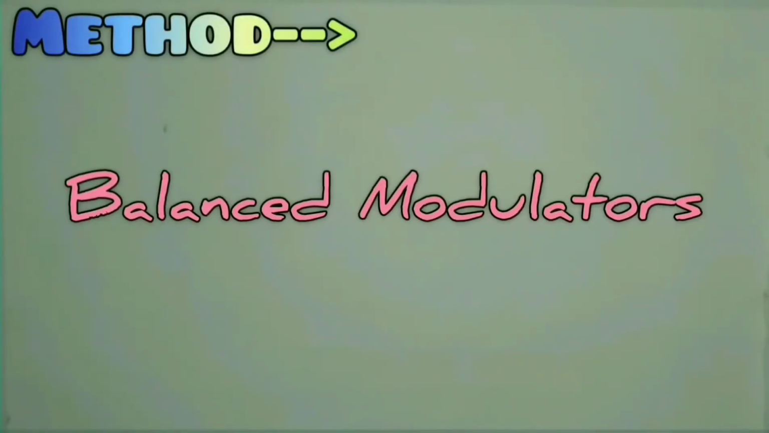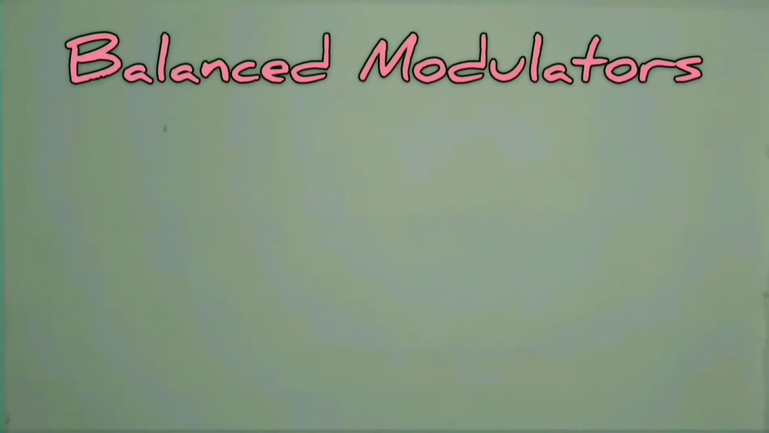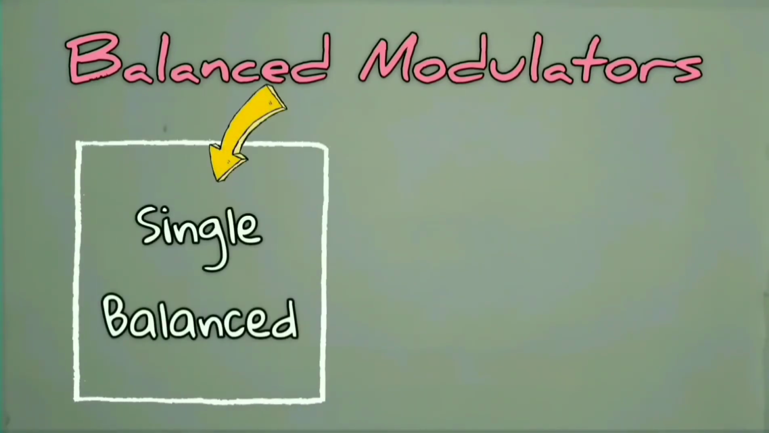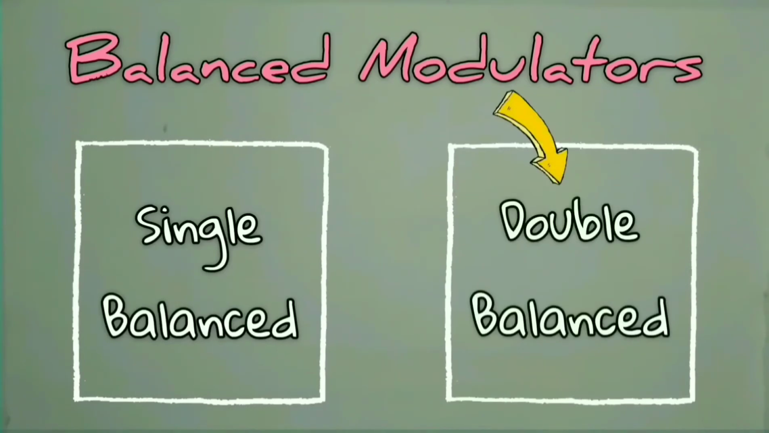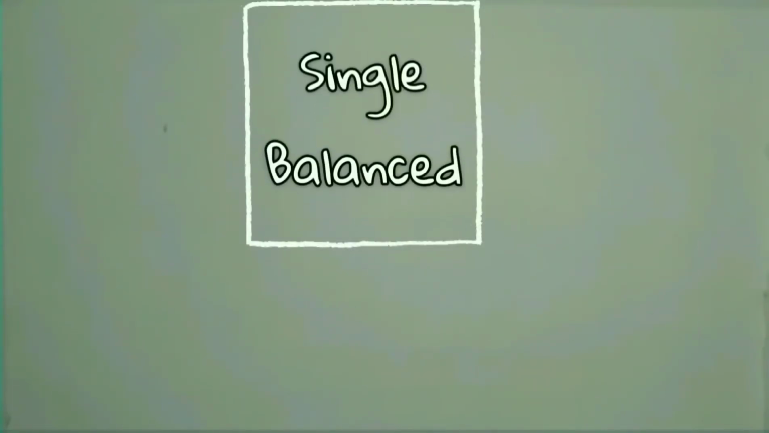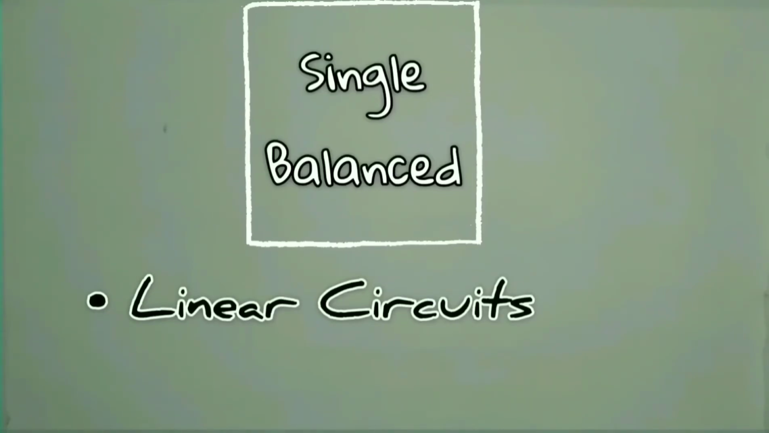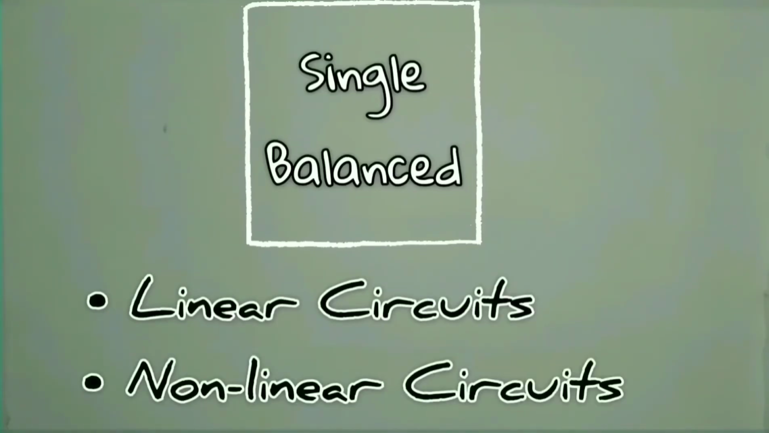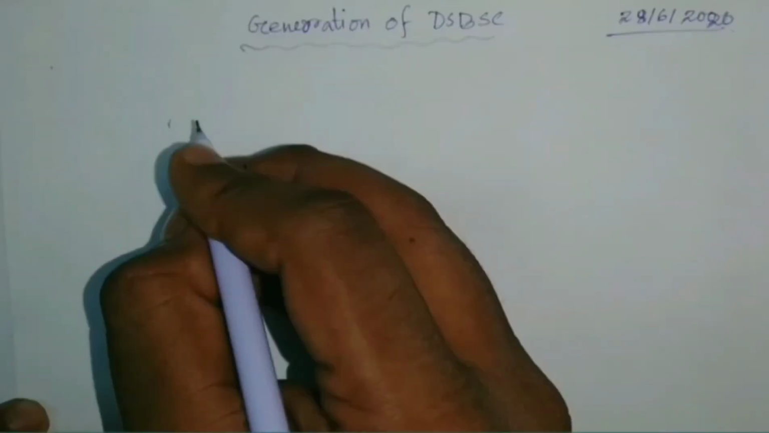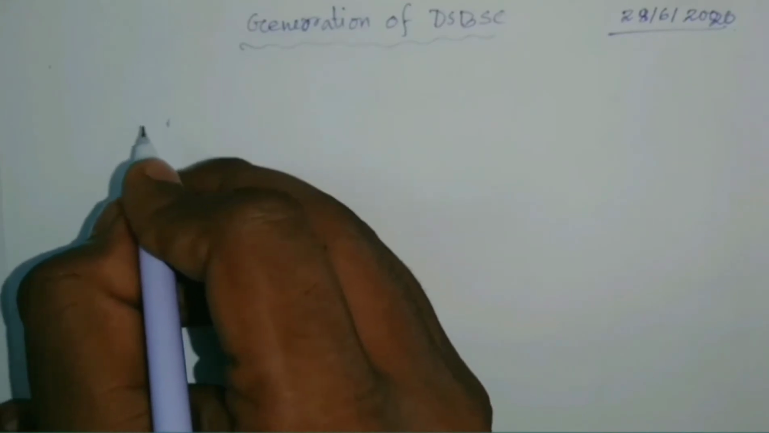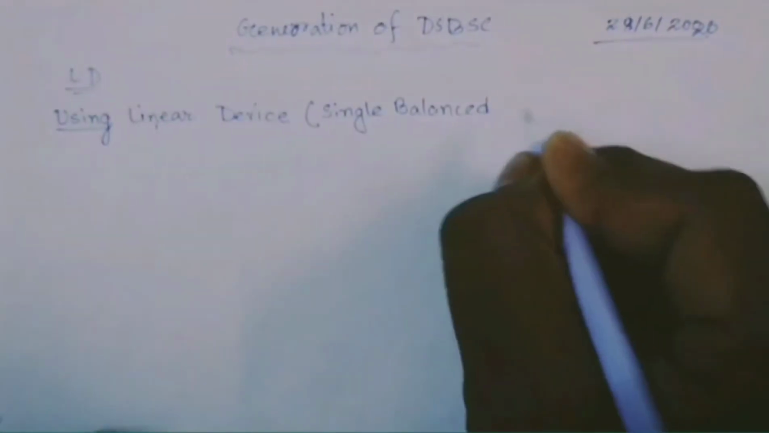DSB-SC can be generated by balanced modulators. Balanced modulators are of two types: single balanced modulator and double balanced modulator. And again, single balanced modulator can be used in two ways to generate DSB-SC. One is using linear circuits and the other one is using non-linear circuits. So let's get started. First we will discuss the generation process using linear device.